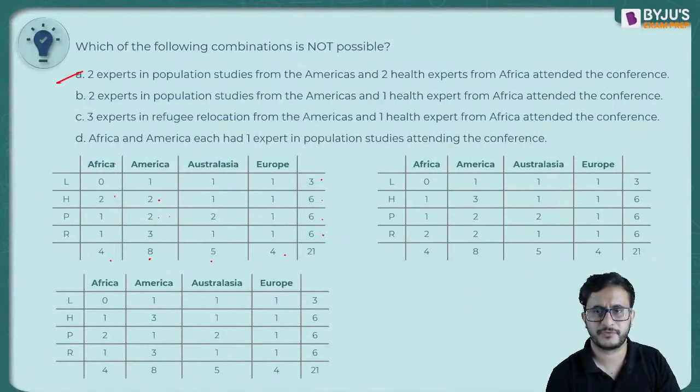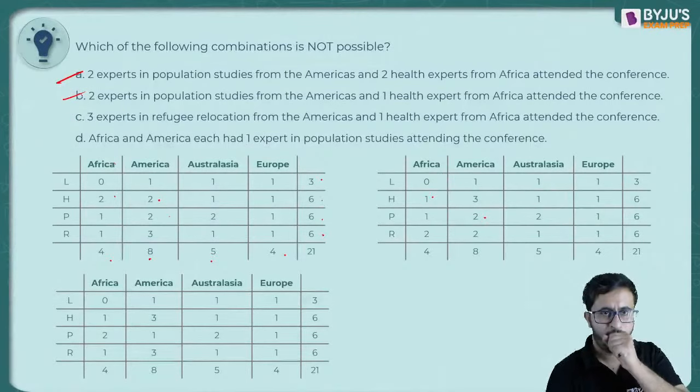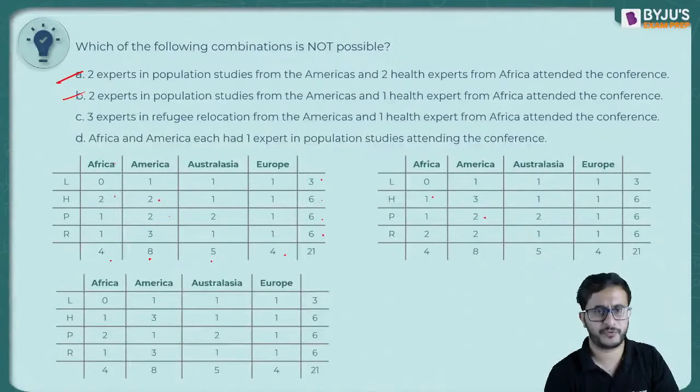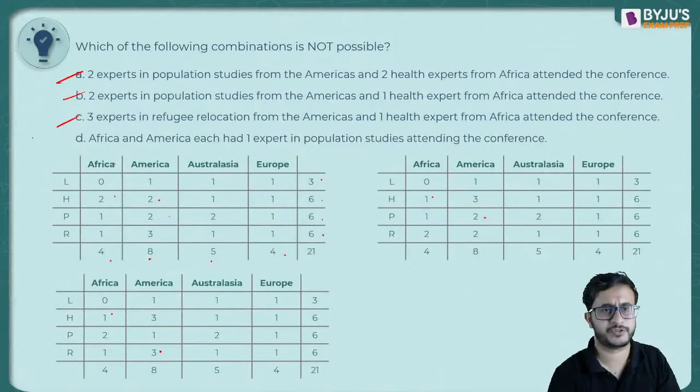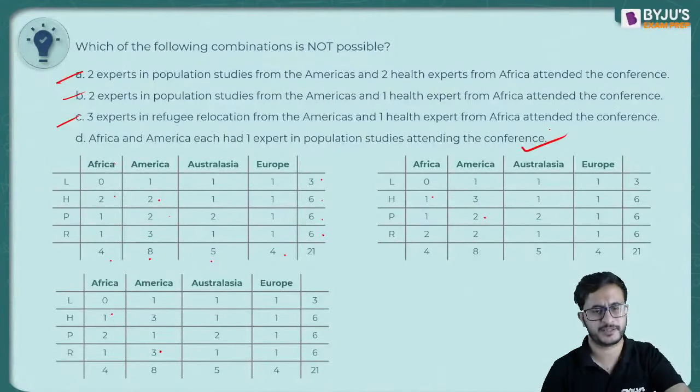Okay, two experts in population from America, and one health expert from Africa. Two population America, one Africa. Three in refugee from America, and one health expert from Africa. Three in America, one in Africa. That is also possible. So obviously the fourth should be the answer.